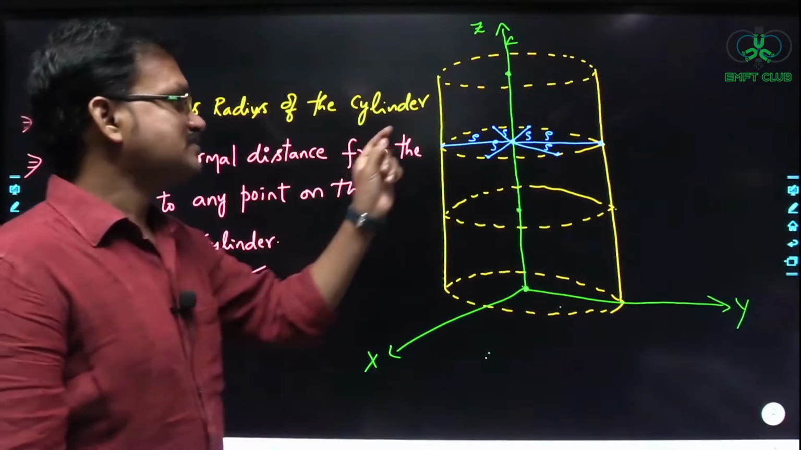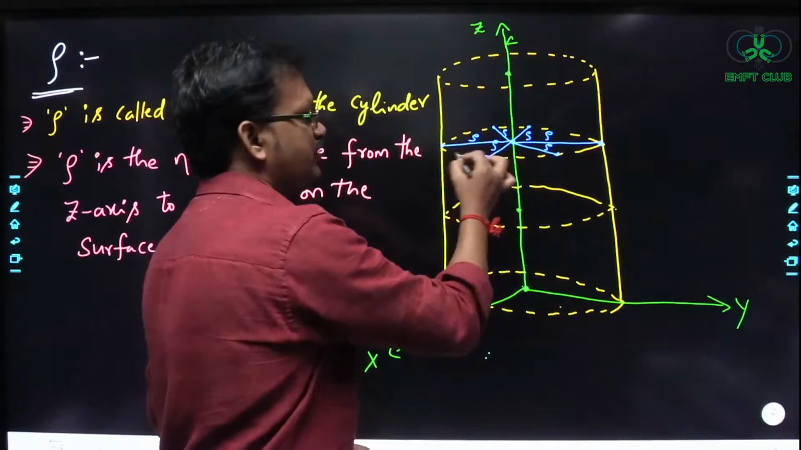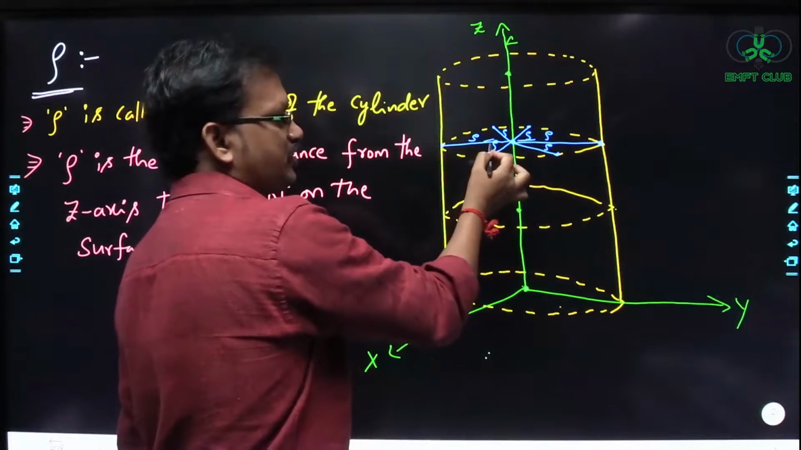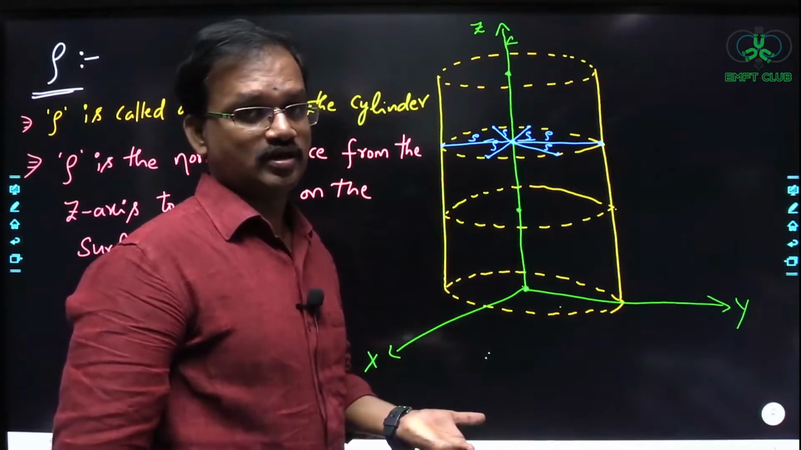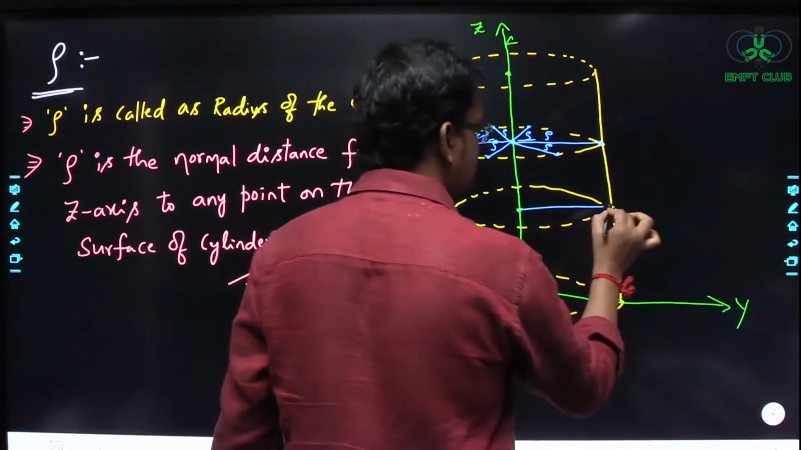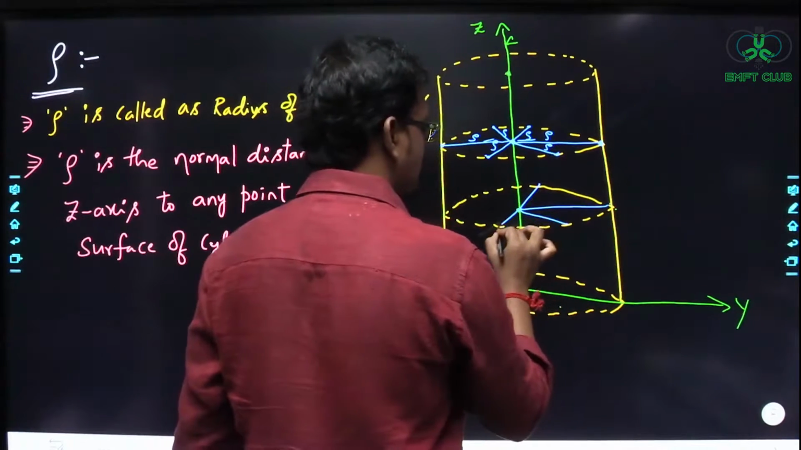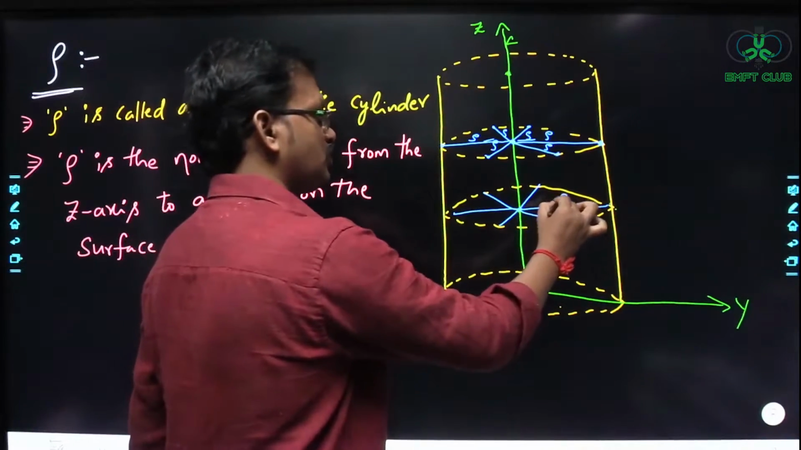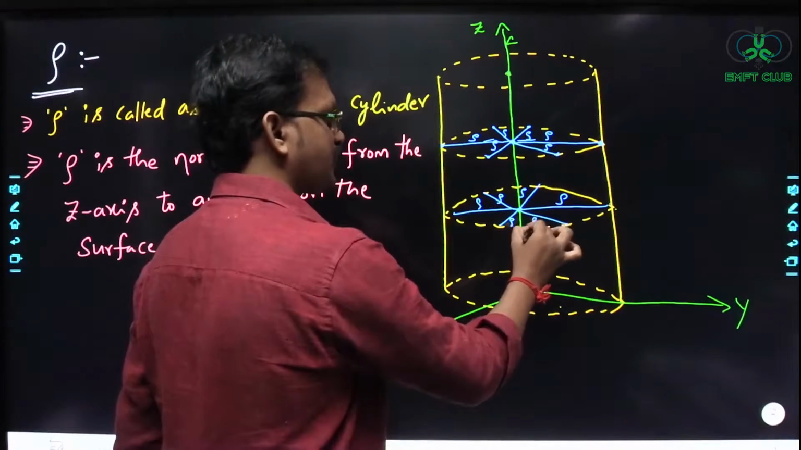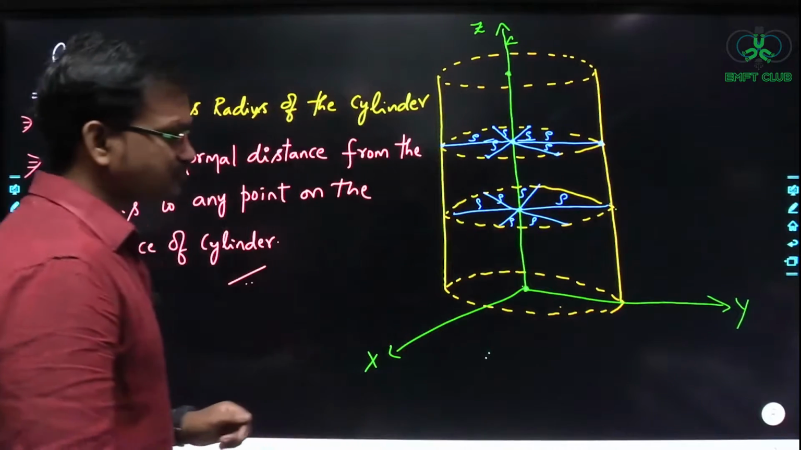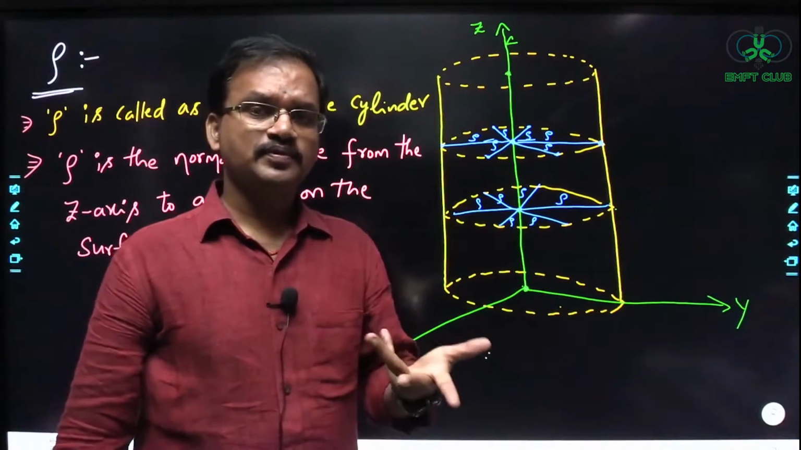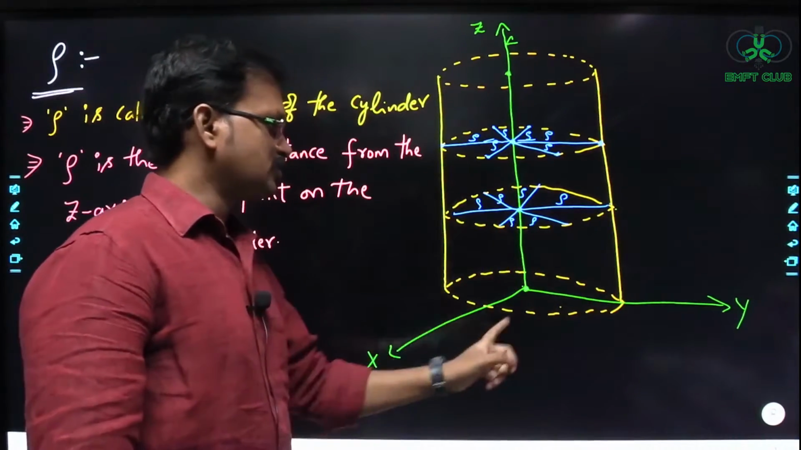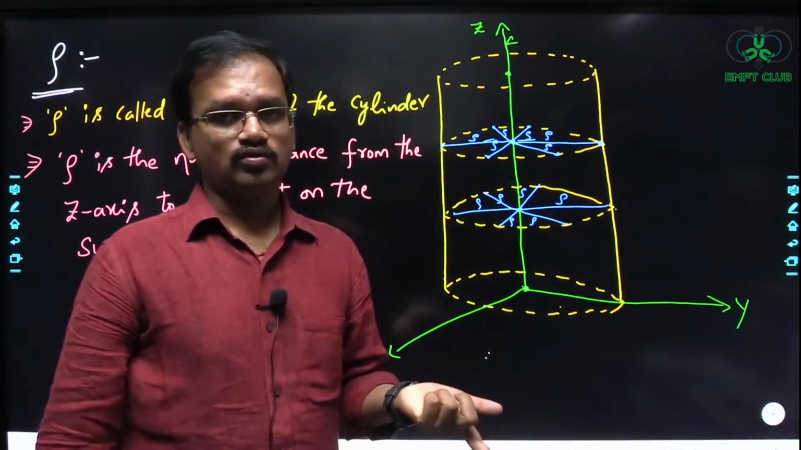Which means I can simply say that the radius of each and every circle here is nothing but the radius of the cylinder. If I consider the radius of this circle, it is also nothing but rho only. Understood? So you can remember rho in a simple manner like this: the radius of each and every circle is nothing but rho.